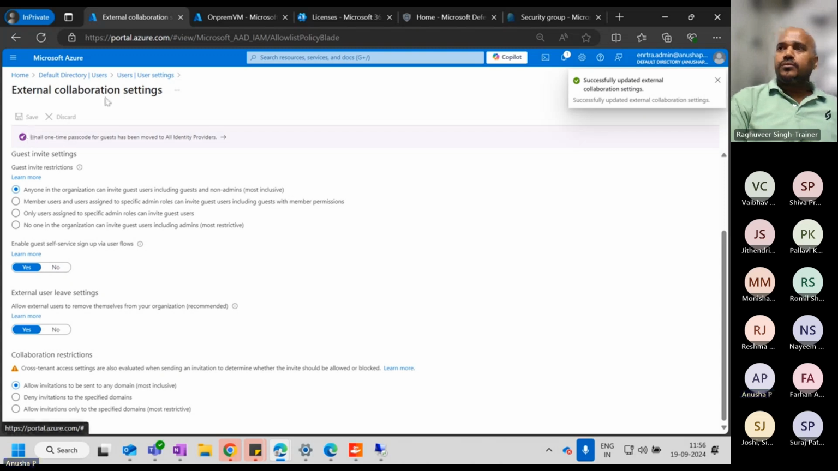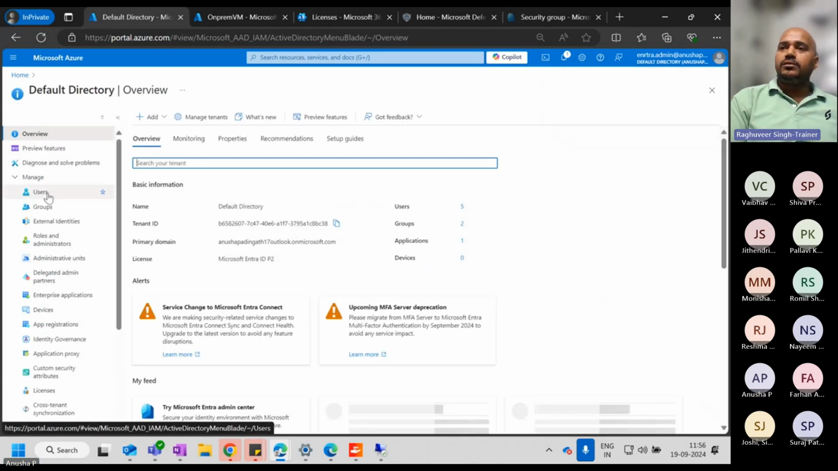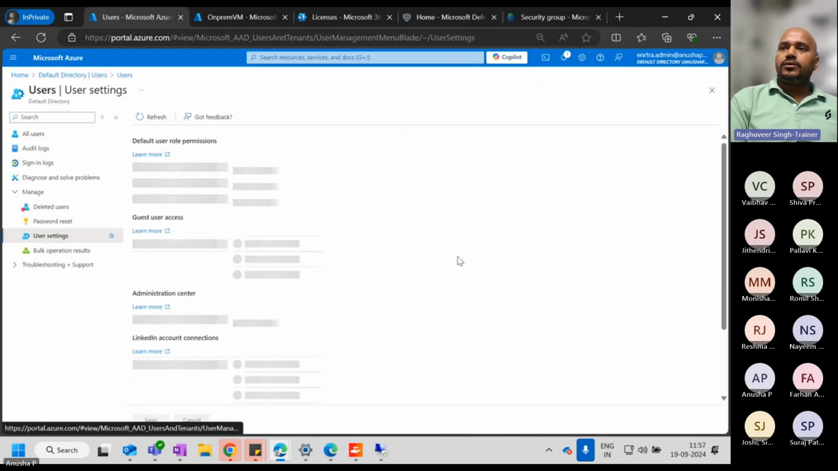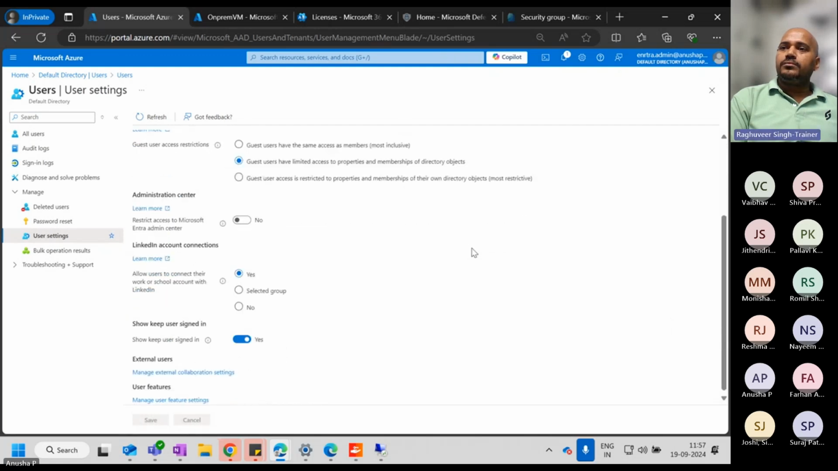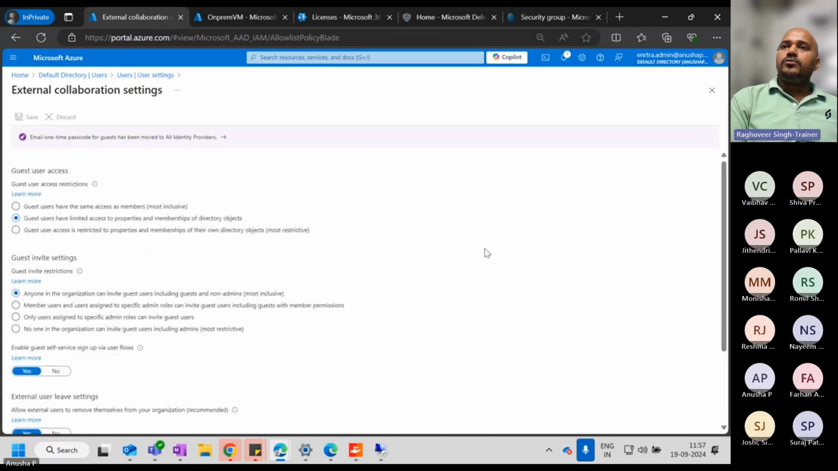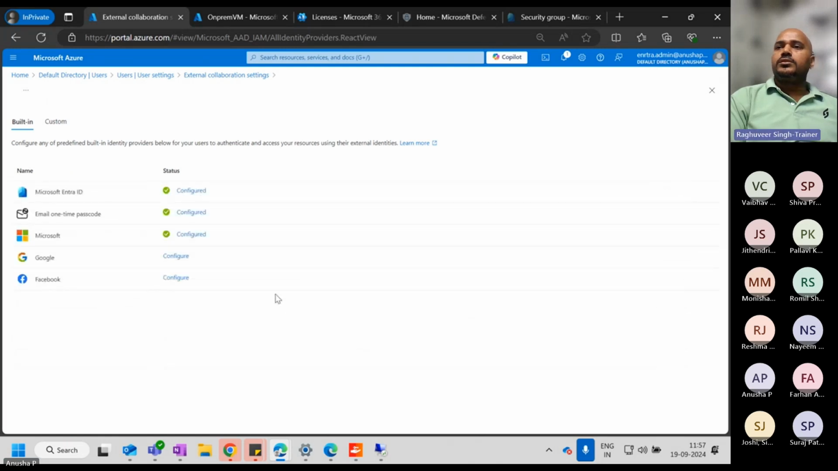Okay, now go back to directory. No, go back to user settings once again. User settings. Okay. Now click on that collaboration once again. Manage external collaboration. Now on the top, you see email one-time passcode has been moved to all identity providers. Yep. Okay, it's configured. Google. We're good.